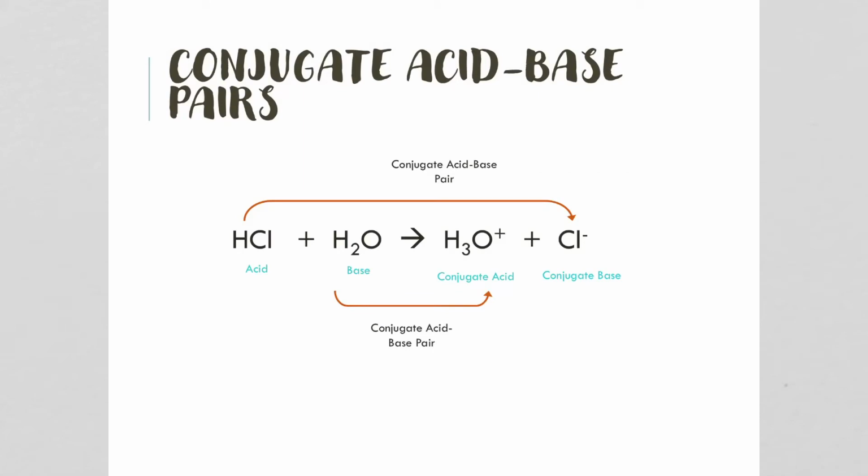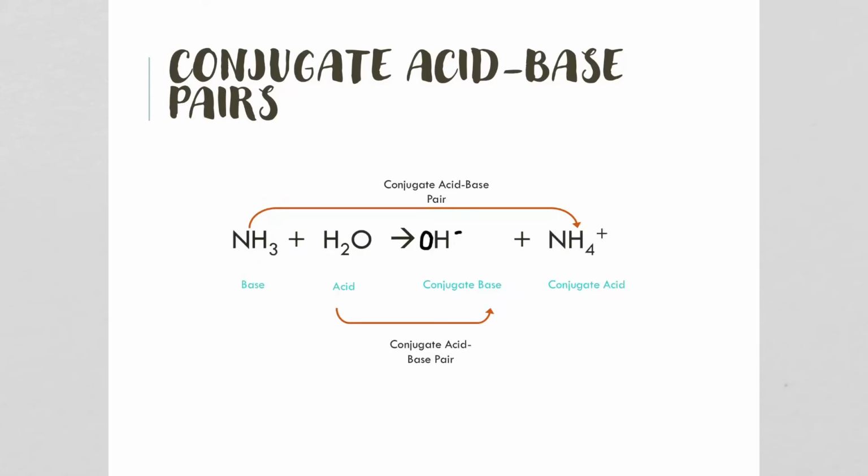Here's an example. We have that same example we had before. Hydrochloric acid breaks apart into chloride. Remember, it's the acid. So this is the acid, and this is its conjugate base. And then this is the base, and it becomes its conjugate acid. So there's always this give and take. When this one gives up its proton to the base, it becomes a conjugate base. So it's the acid becoming the conjugate base, and this is the base becoming the conjugate acid. So these are each conjugate acid-base pairs.